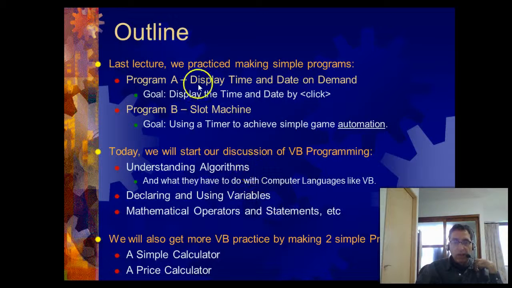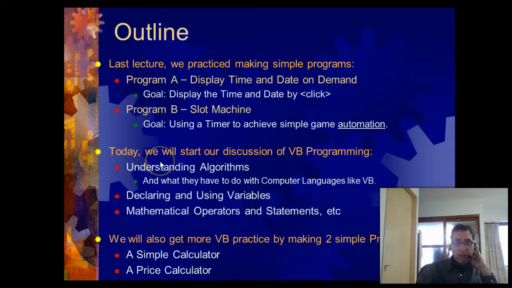Okay, so in our last lecture, we practiced making simple programs. And for homework, you made program A and program B. A was to display the time and date, and B was the slot machine. And you used the timer that created the tick events, and on every tick event, you would have an update.